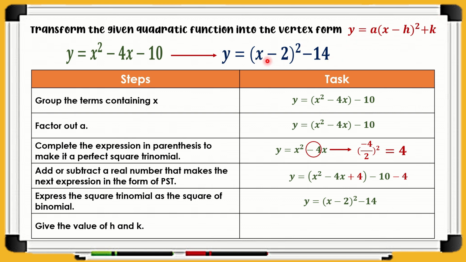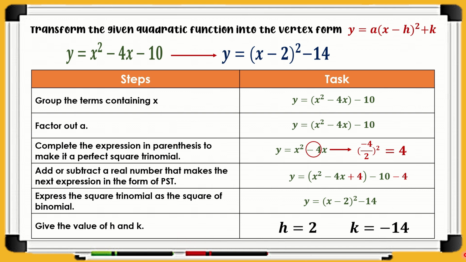Since we have x − 2 here, we will use the addition property of equality. From −2, it becomes +2. Therefore, our h is equal to 2. For the constant term, whatever the sign it has, it's still the same. So if that is −14, then our k is equal to −14. So we have h = 2 and k = −14. That is how we transform to vertex form using the step-by-step method.